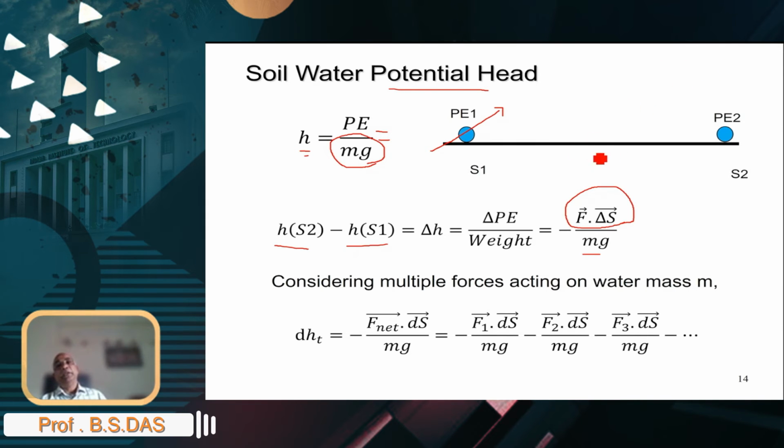So eventually this water molecule would come from S1 to S2 because of the net forces, not because of any specific force. So therefore you could write this net force as the sum of these forces F1, F2, F3, and so on. And for each one of them, you will have a component potential, so that when you sum all of them, you will have a total potential head HT, right?